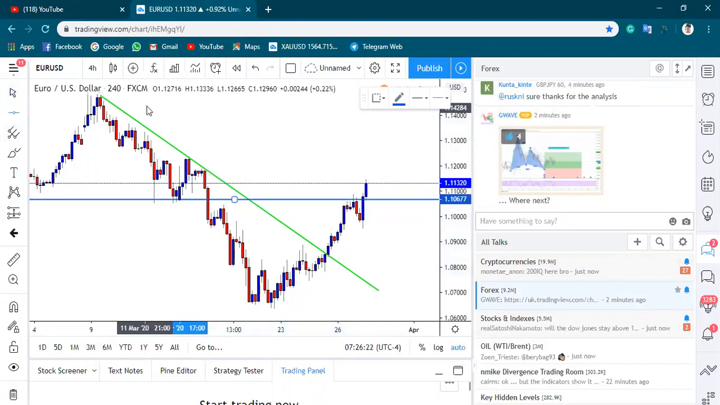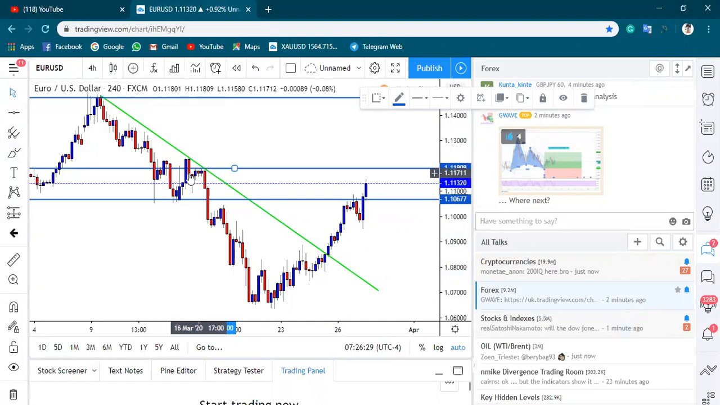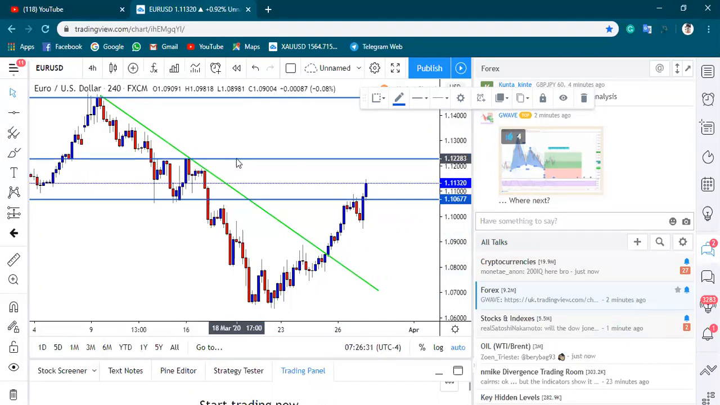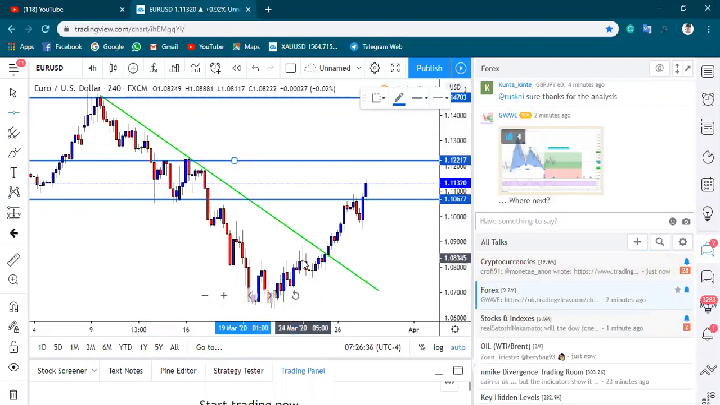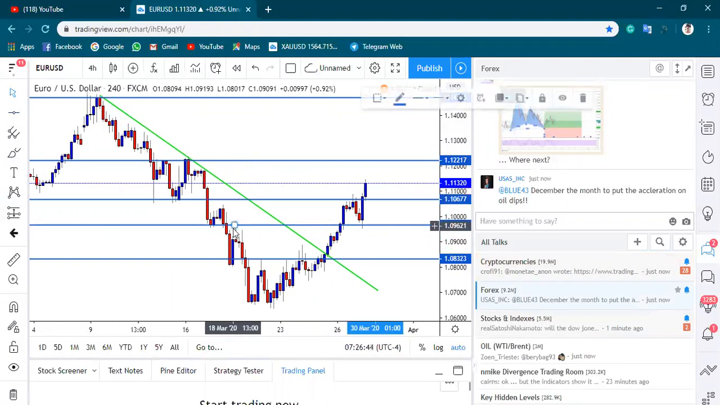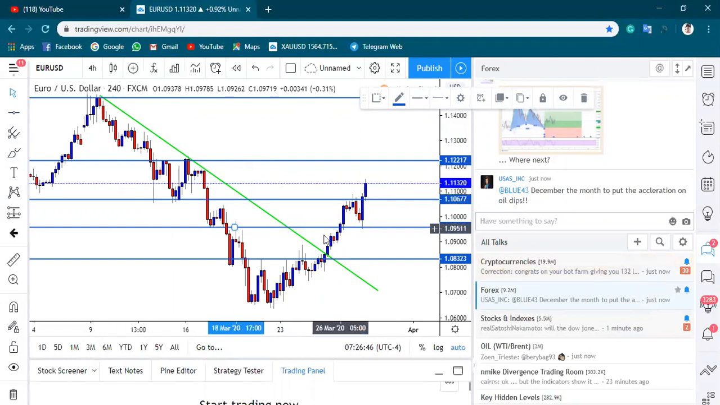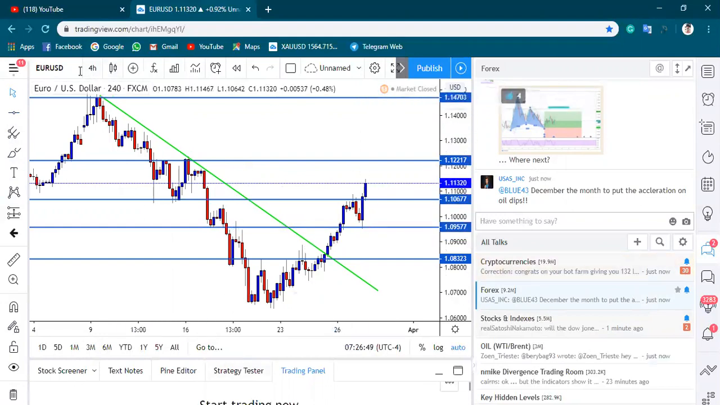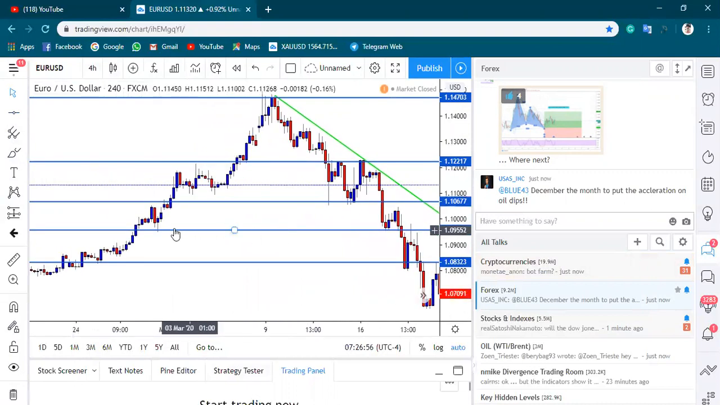So right now, Euro USD, this is the next resistance, and you can consider it as well because it's the previous high, and a little bit here as well. And this was the area, this was the support, and this was another support. I am drawing because I'm very experienced in drawing support and resistance levels, because I have been trading for the last 5 years.